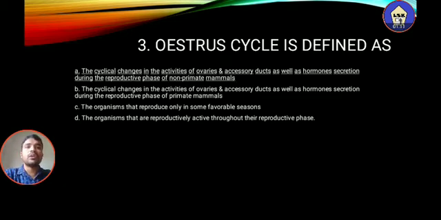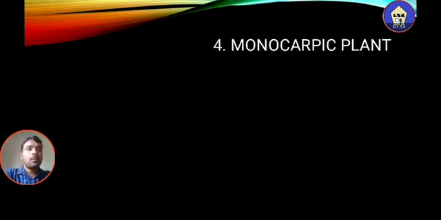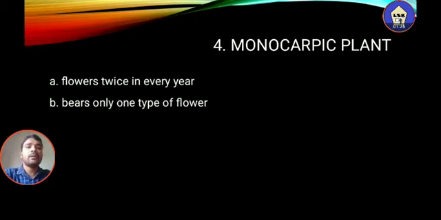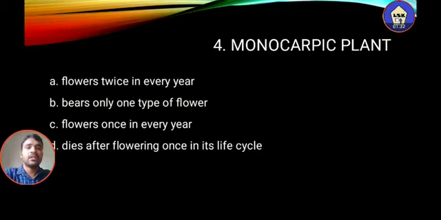Now let us move to question number 4. Monocarpic plant. So what are monocarpic plants? Option A, flowers twice in every year. Option B, bears only one type of flower. Option C, flowers once in every year. And option D, dies after flowering once in its life cycle.